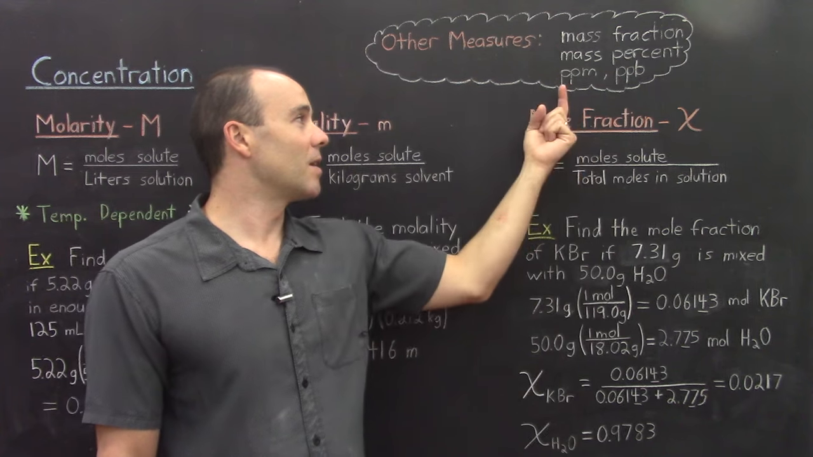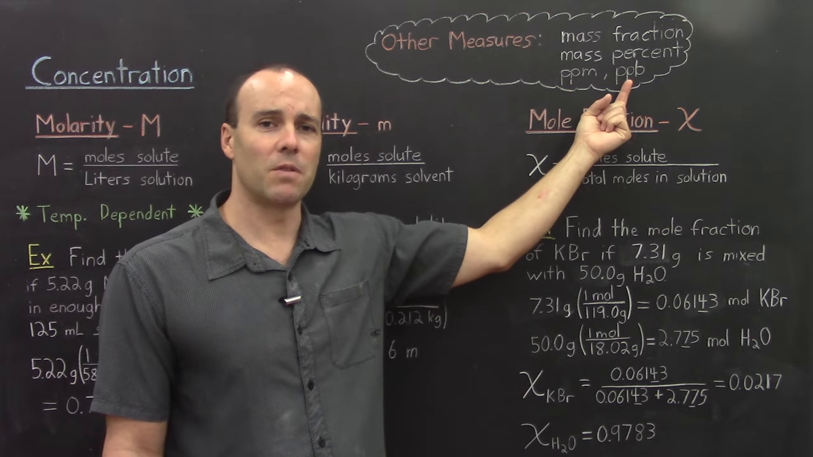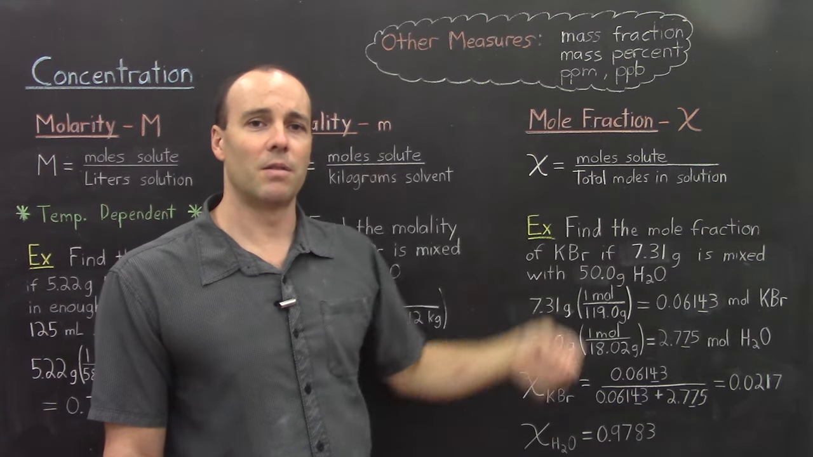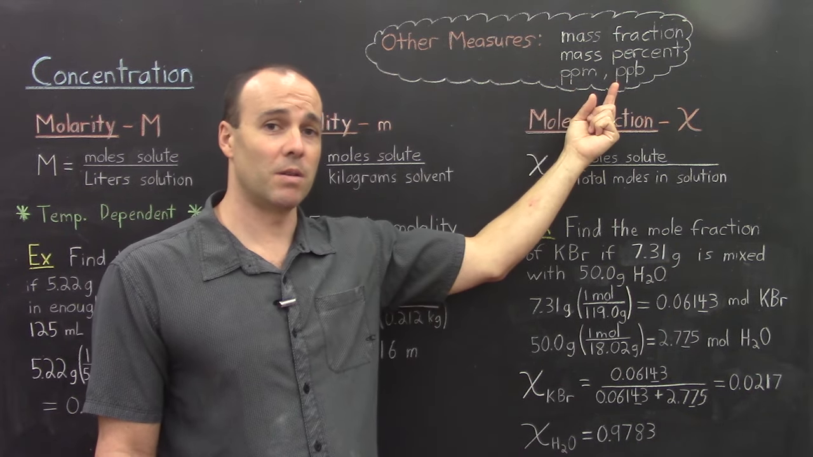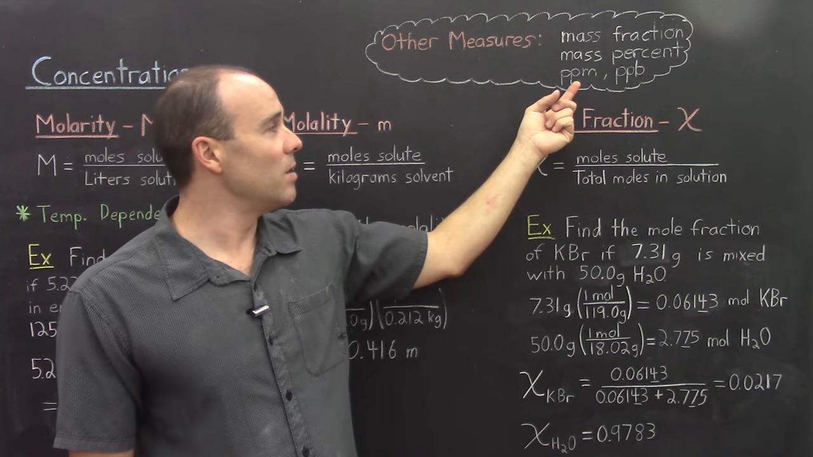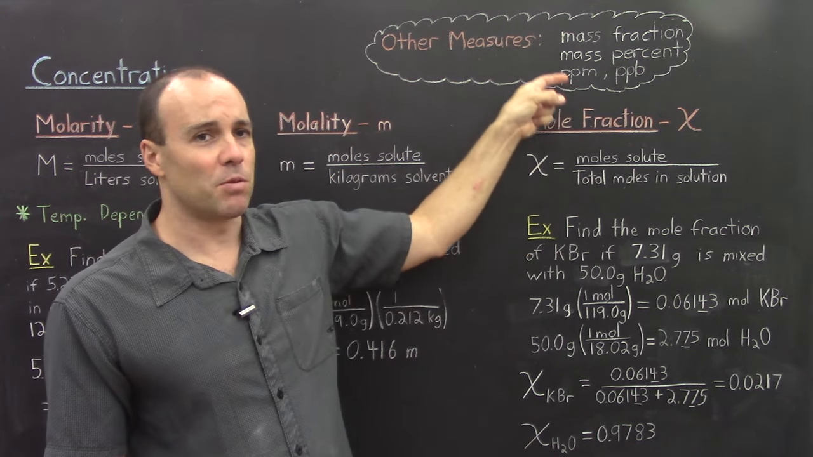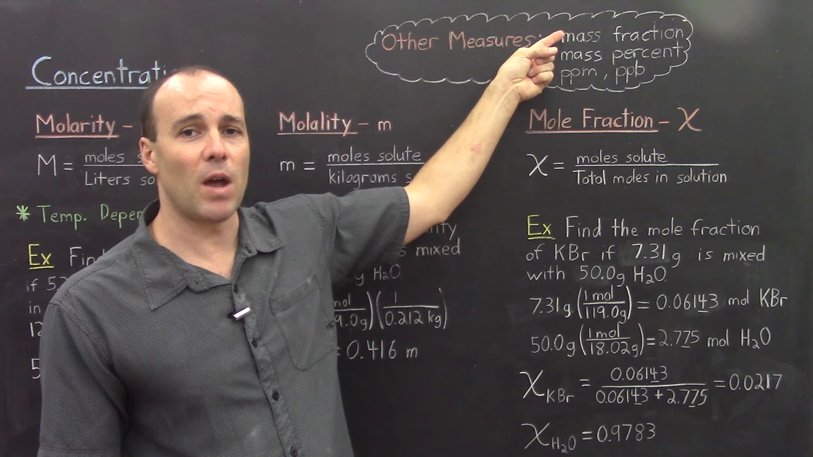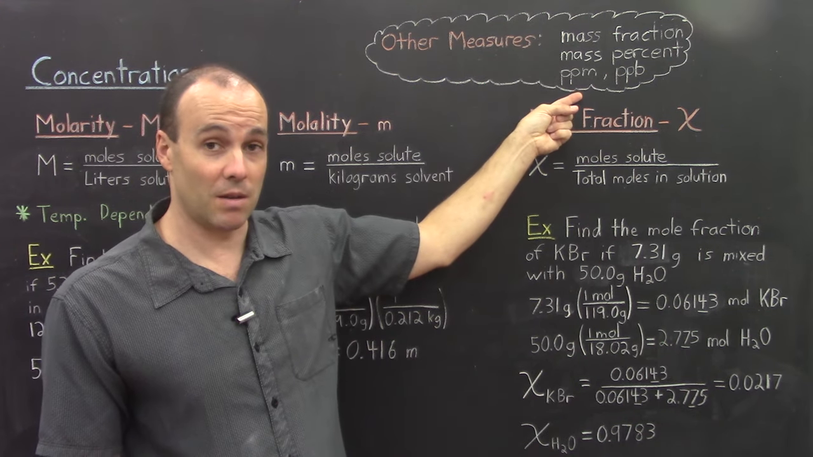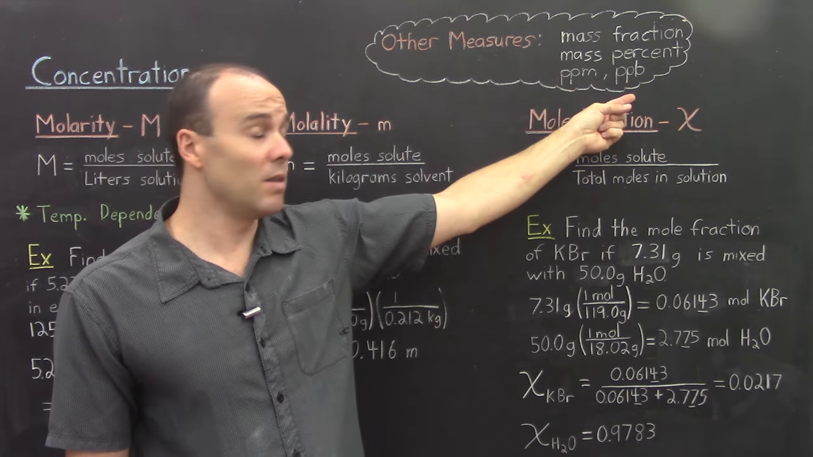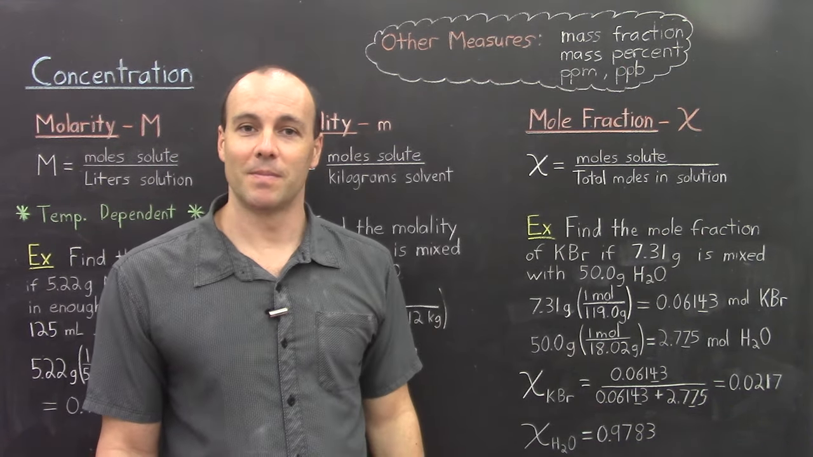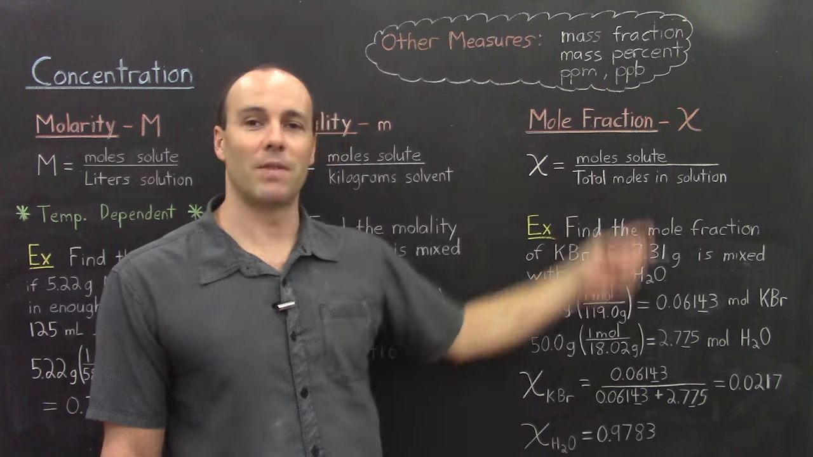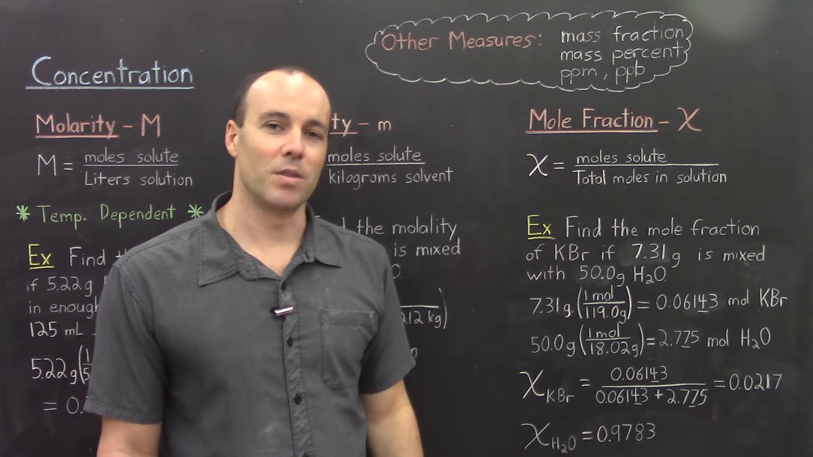There are other concentration units you might see from time to time in other areas, and that's the parts per million and parts per billion. The parts per million is kind of like the mass percent, except it's the mass fraction times a million. And the parts per billion is the mass fraction times a billion. These two are used to measure very small dilute solutions.